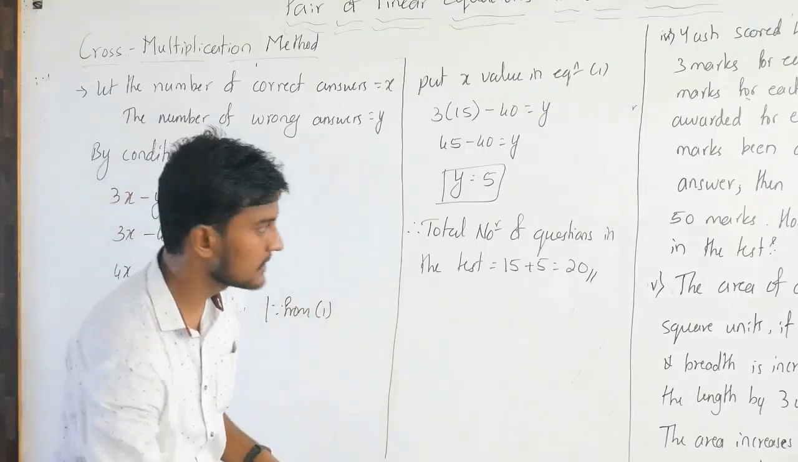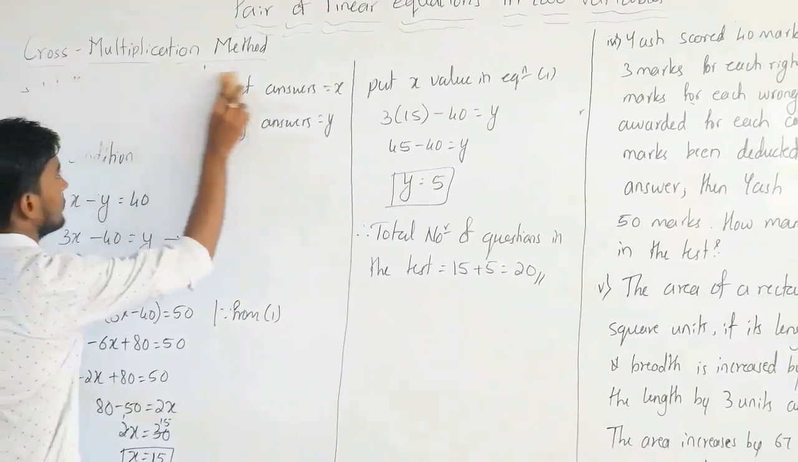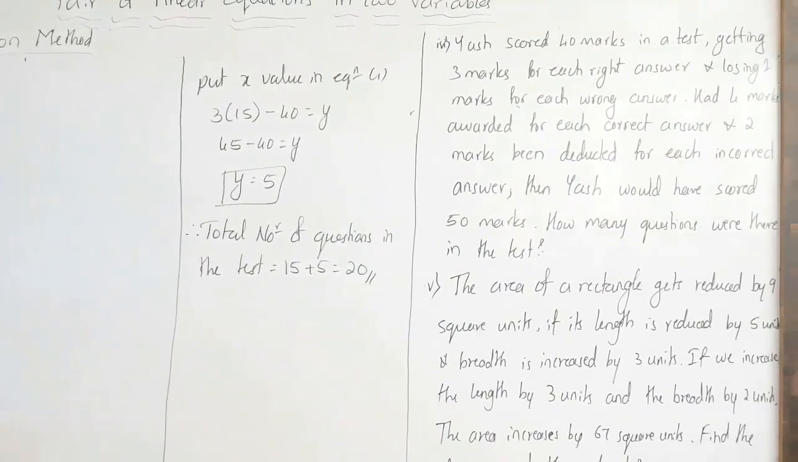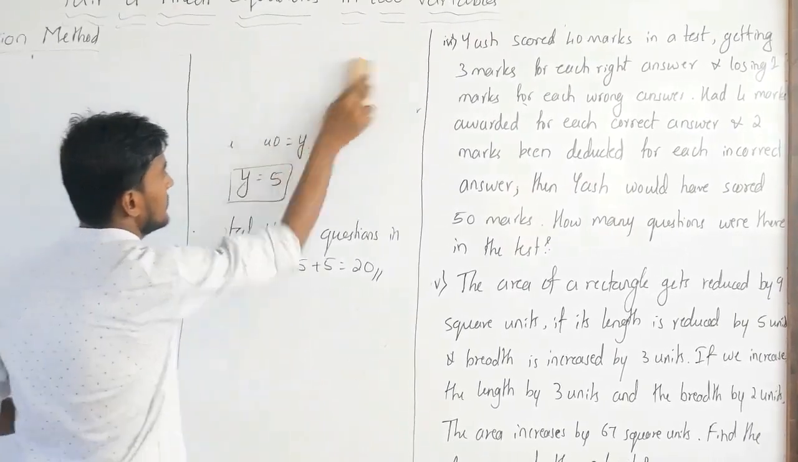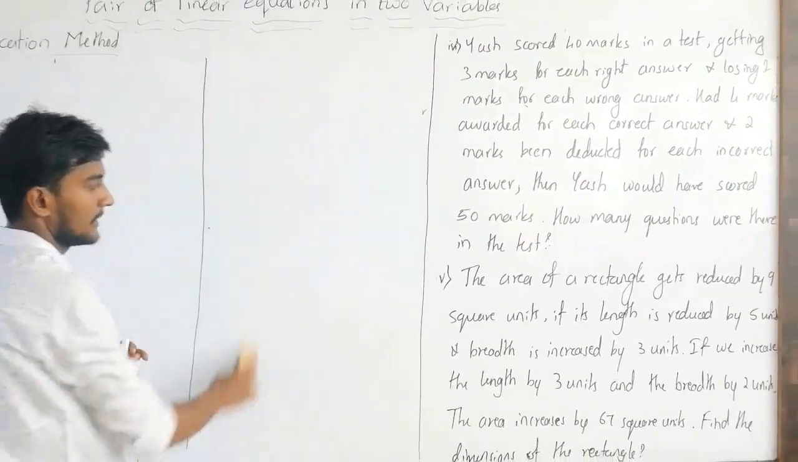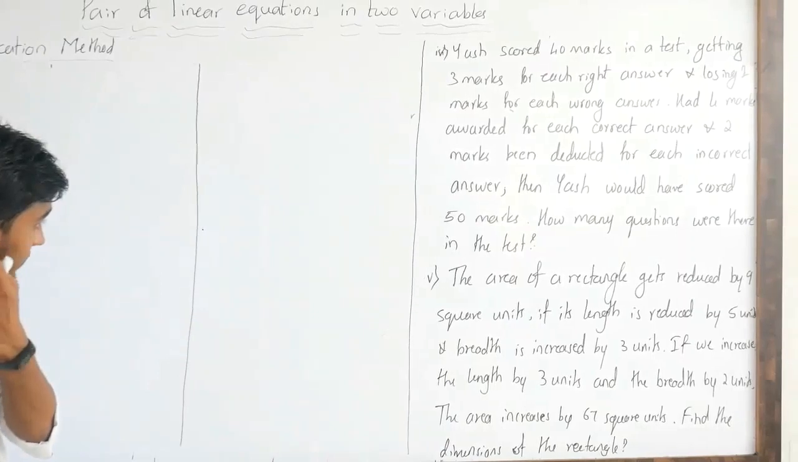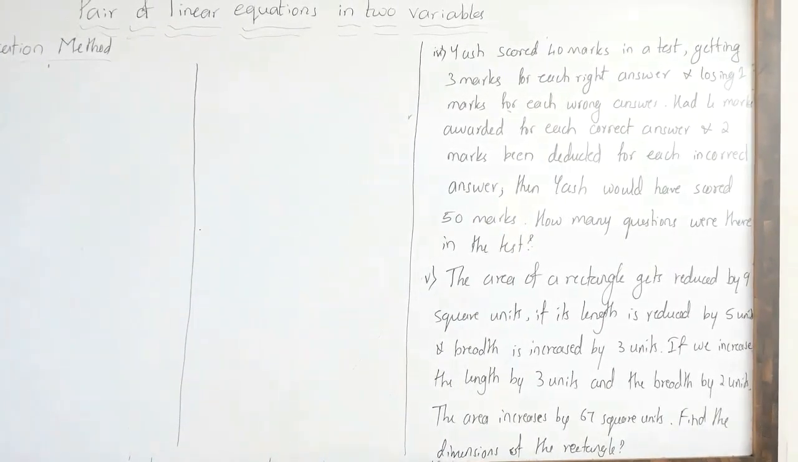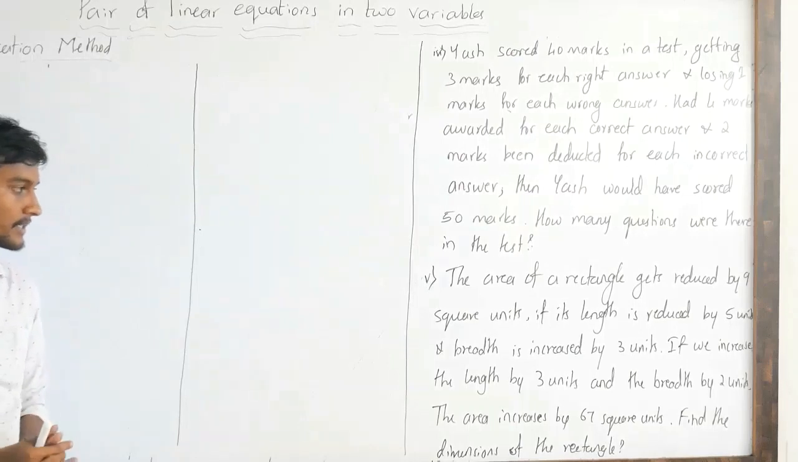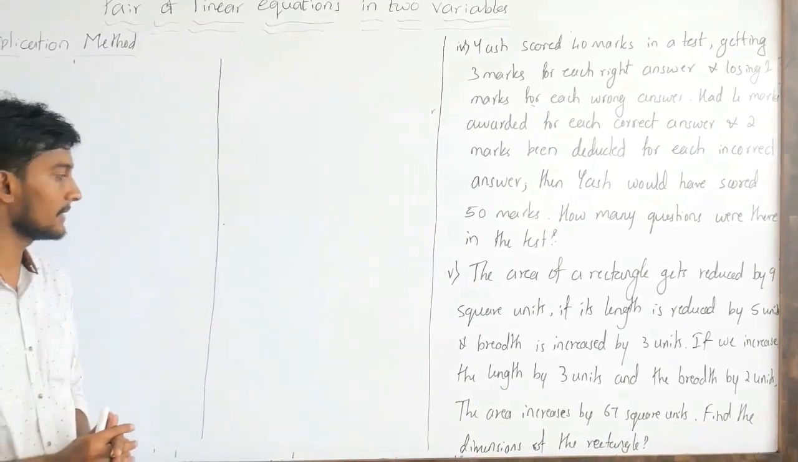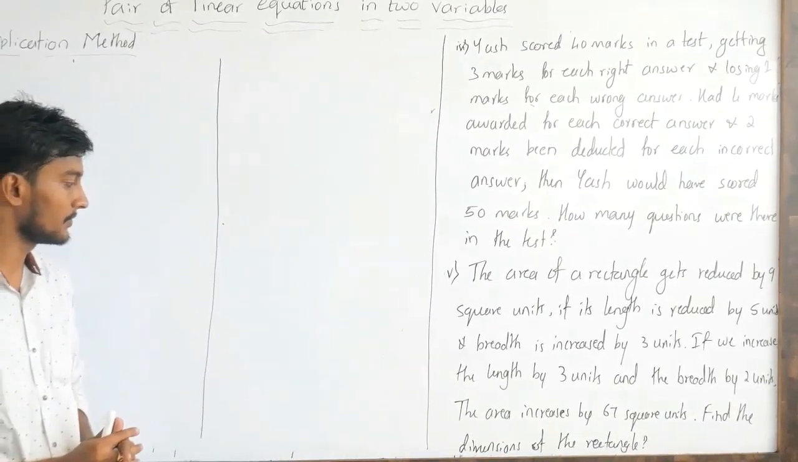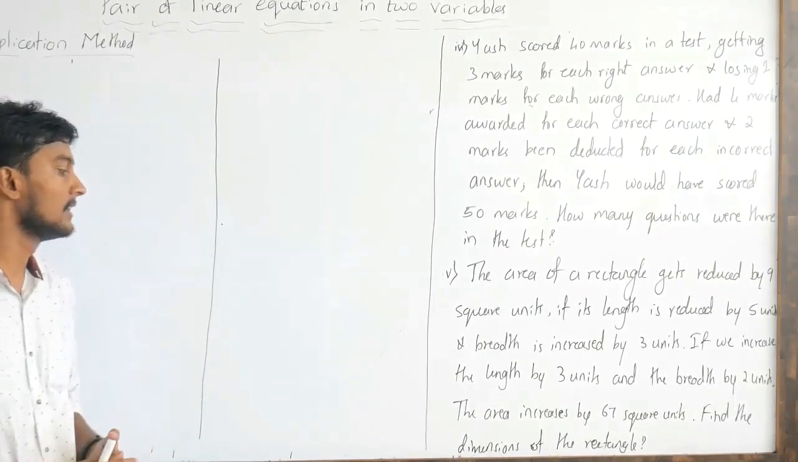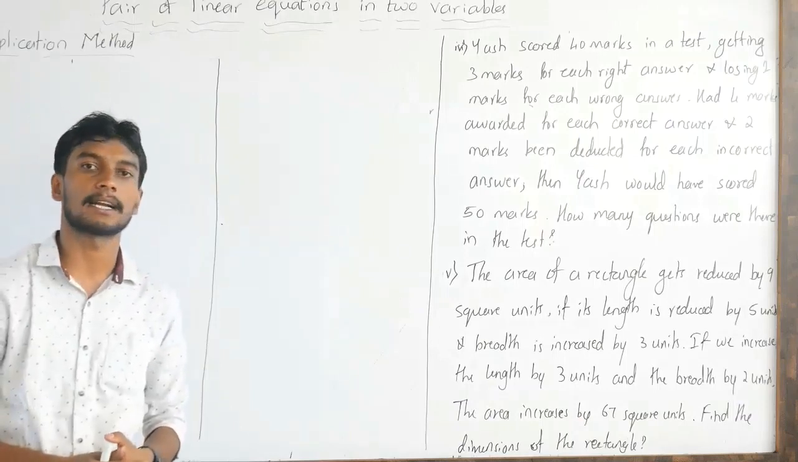And the last problem is, the last problem by cross multiplication method. The area of the rectangle gets reduced by 9 square units if its length is reduced by 5 units and breadth is increased by 3 units. If we increase the length by 3 units and the breadth by 2 units, the area increases by 67 square units. Find the dimensions of the rectangle.